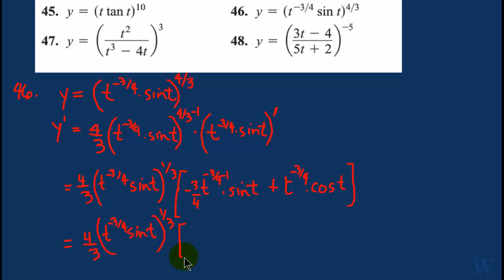So let's just keep going. It'll be negative 3/4 t to the negative, what is minus 3/4 minus 1, that's negative 7/4 sine of t plus t to the negative 3/4 cosine of t. And I think this should be a final answer.